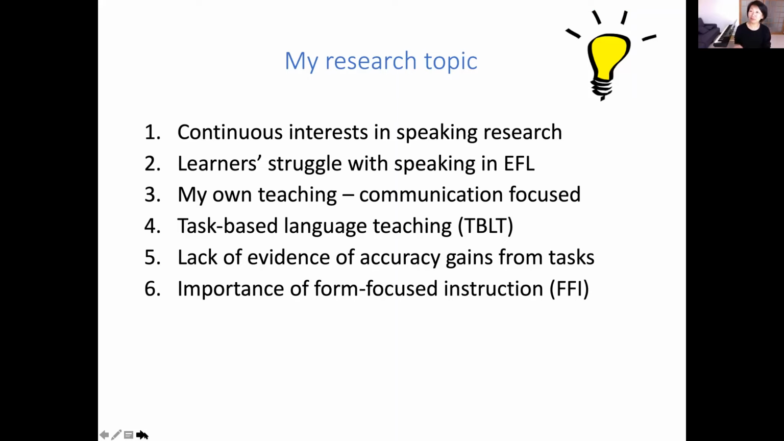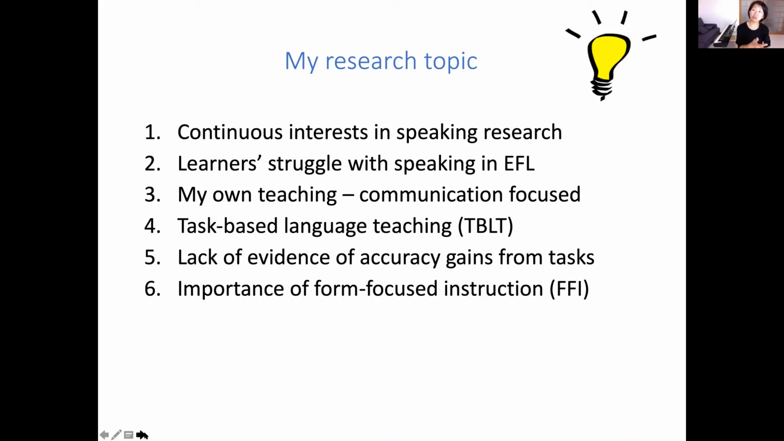They said speaking research. The reason is because speaking research is very time consuming. It's very controversial, and that's why it hasn't been conducted as much. So that was the first reason why I chose speaking. The second reason is because of the continuous interest in speaking research.